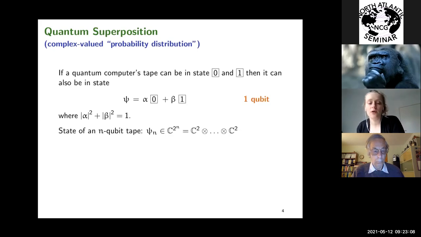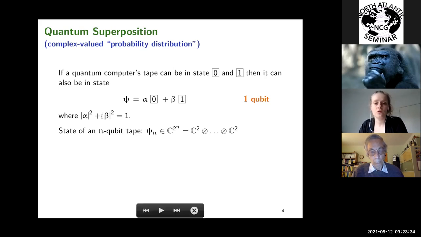Now if you had n such qubits, then the state of this n qubit memory would be described by an arbitrary superposition over all length n bit strings. There are 2 to the n bit strings of length n, so we need exponentially many of these amplitudes. We would think of the one qubit, these two amplitudes, as a unit vector in the space C2, and then this n qubit state would be some unit vector in this n-fold tensor product of these spaces C2.